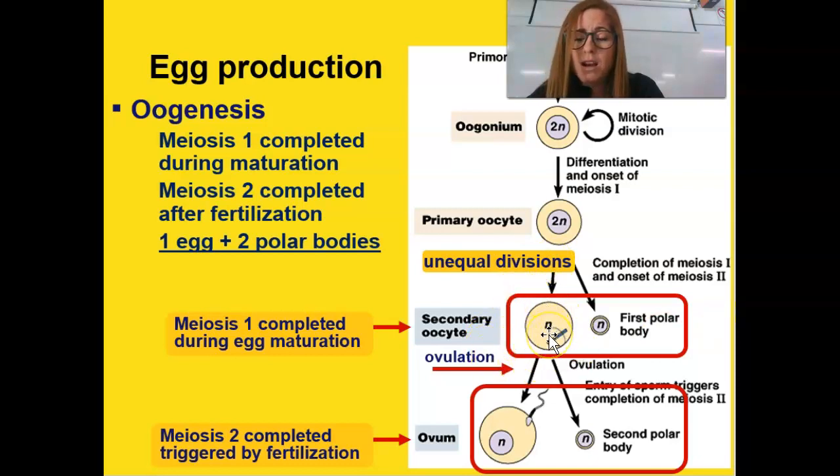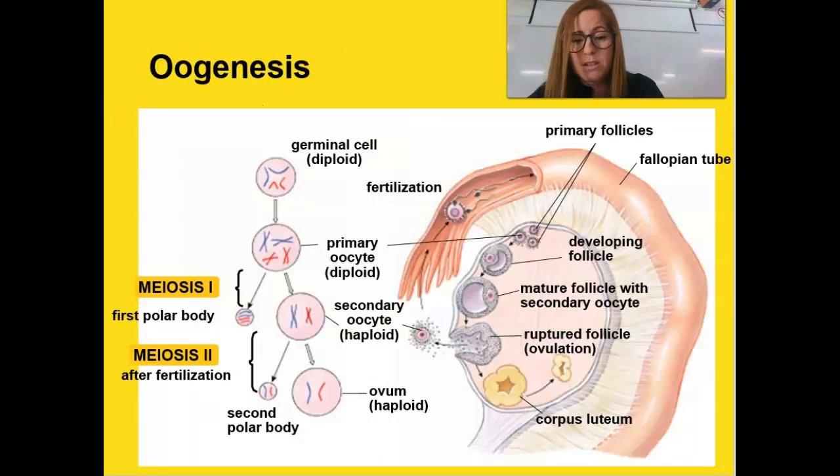Then at some point, ovulation occurs. When ovulation occurs, the secondary oocyte is released, and it does not go through meiosis 2 until it's fertilized by a sperm. So if you've never had an ovum fertilized by a sperm, then your secondary oocytes have not gone through meiosis 2. This is a bit confusing, but when it goes through meiosis 2, again, a polar body is produced. These polar bodies disintegrate, and you end up with only one ovum, and it will only go through meiosis 2 once it's triggered by fertilization.